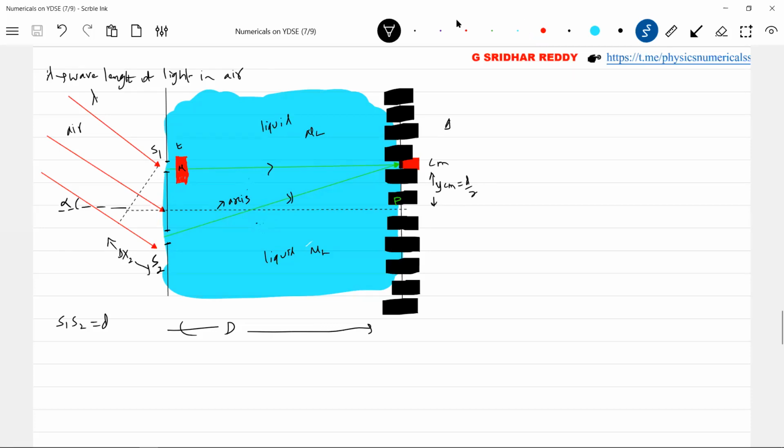Let me proceed with the mathematics. The path difference delta x net should be equal to mu L S2P, then minus mu L S1P minus T plus mu T.